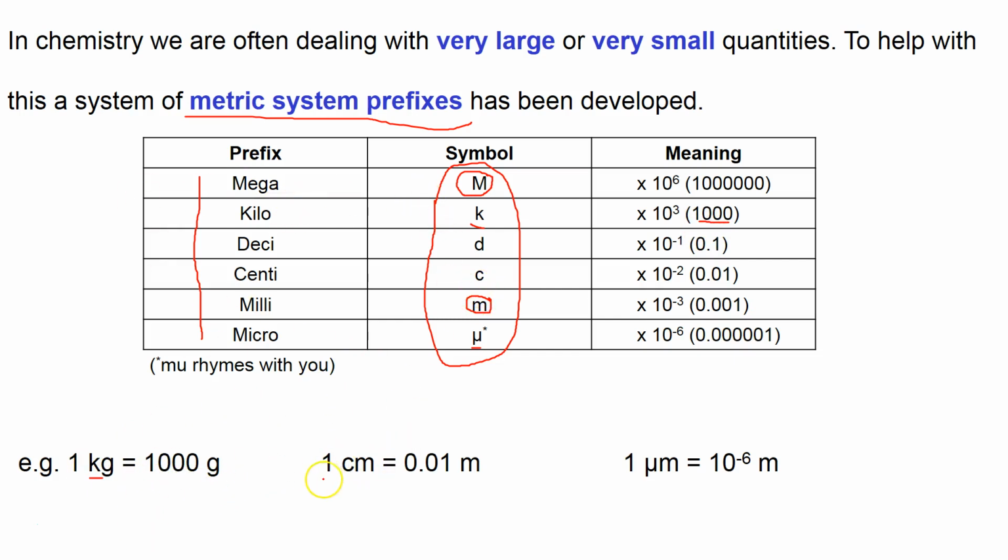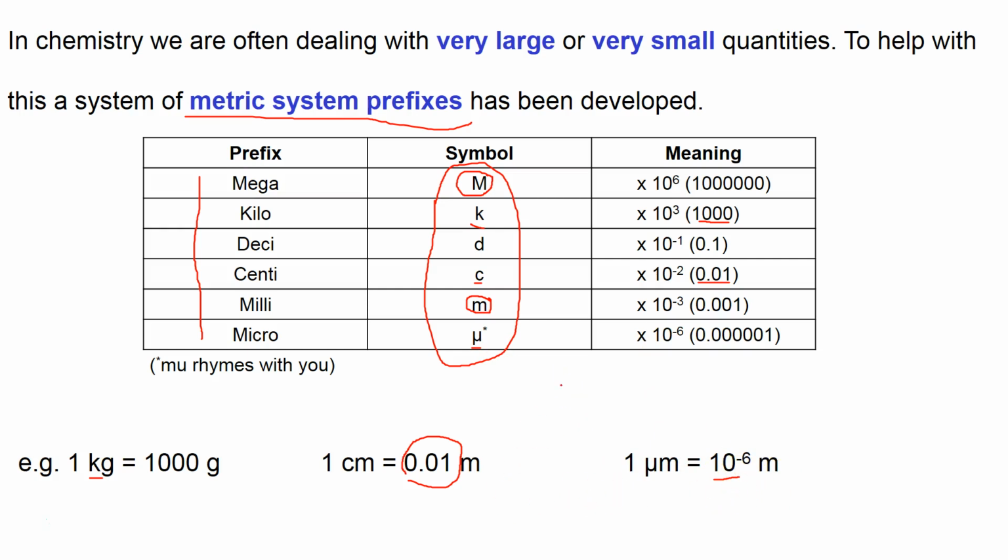Similarly with centi here, 1 centimeter, the letter c can be replaced with its meaning, which is 0.01, and so 1 centimeter equals 0.01 meters. I tend not to use the decimal form for these powers of 10. I tend to do what I've done over here and actually write the power of 10 out. So 1 micrometer, we can just replace the mu symbol here with its power of 10. So 1 micrometer equals 10 to the minus 6 meters.